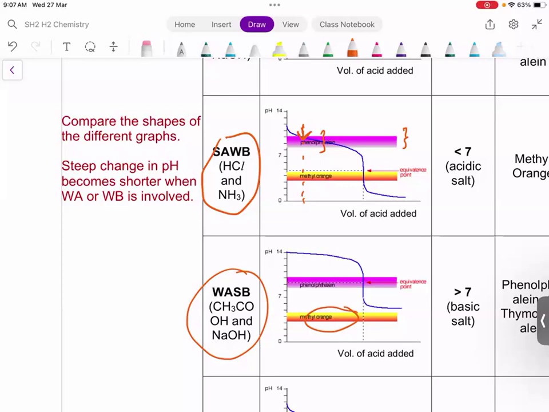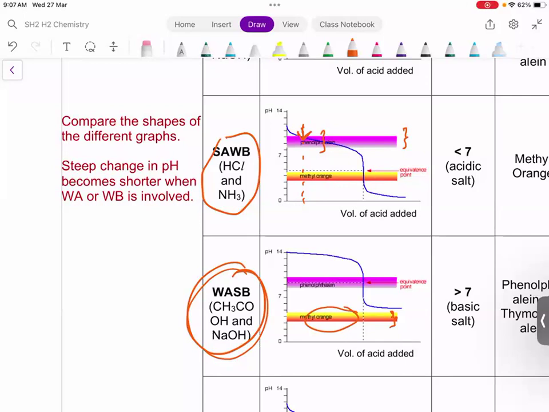So if you look at the weak acid strong base titration, right? Notice that the working range is below the asymptote, the plateau. So it will never change color. So for this case, you must choose phenolphthalein or thymolphthalein, because both phenolphthalein and thymolphthalein have their working range in the alkaline region. Yeah, Ken?